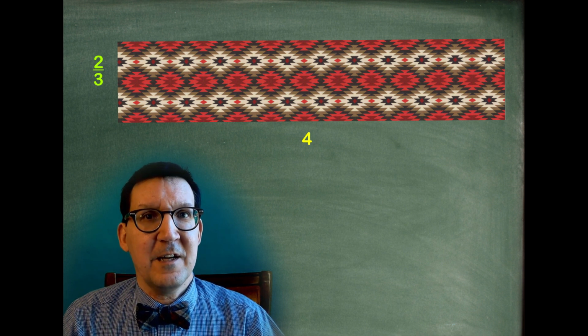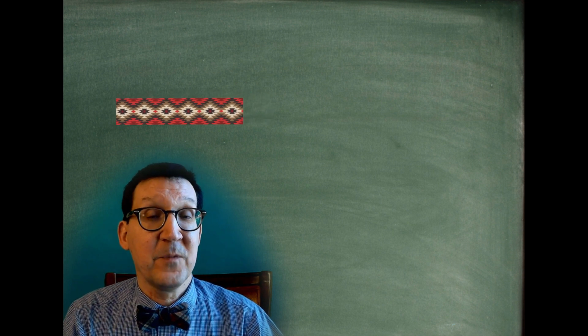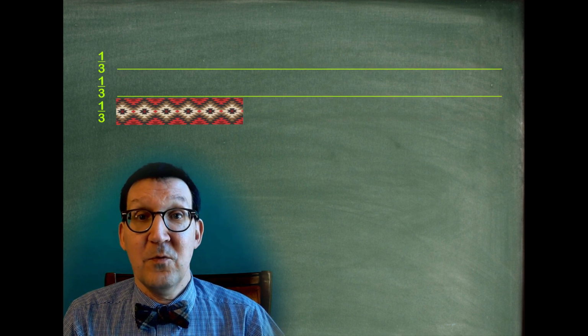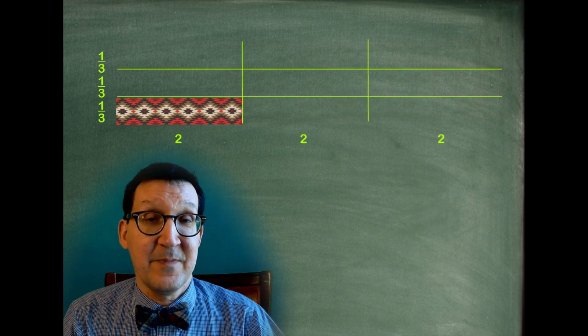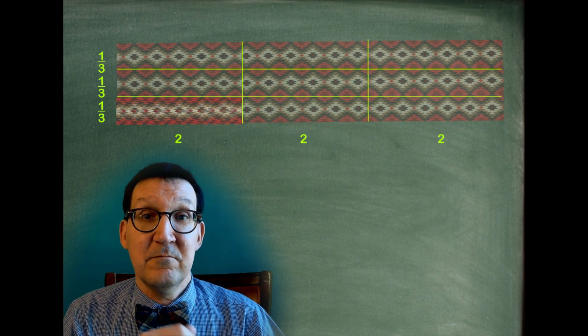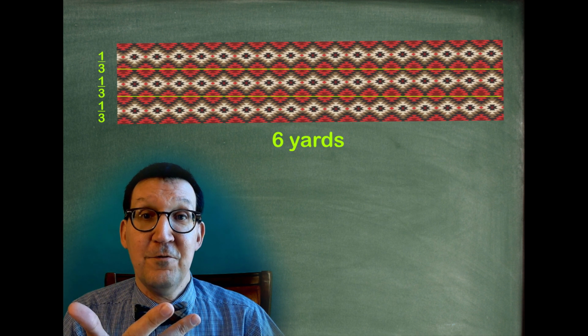So then you can say, okay, now if we're going to 3 times as wide, that's where we want to be. We're going from 1/3 of a yard to 1 yard, so it's 1/3 plus 1/3 plus 1/3. So we're going 3 times as wide as the original. Well then, in proportion, it's got to be 3 times as long as the original. So then that would be 2 plus 2 plus 2, and that gives us 6 yards.